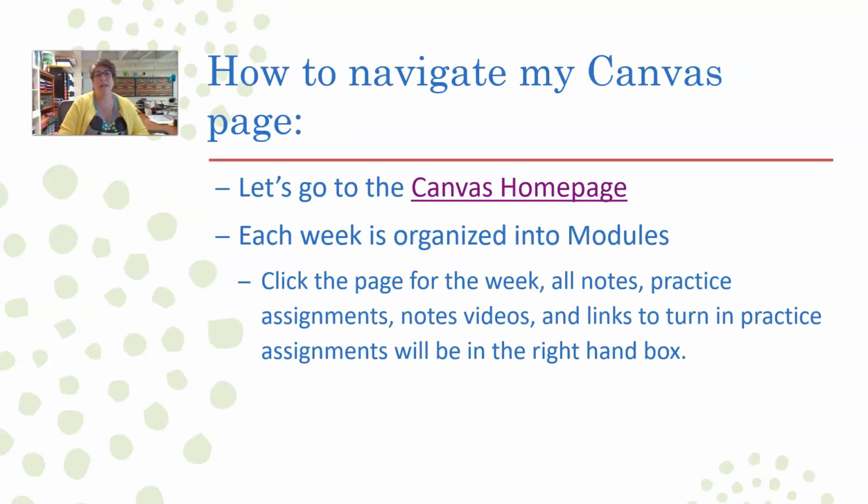To navigate my Canvas page, I try to make it as simple as possible. Everything is organized into modules. We'll click the page for the week that we're talking about, and all notes, practice assignments, videos, and links to turn in practice assignments are in the right-hand box. So let's take a look.